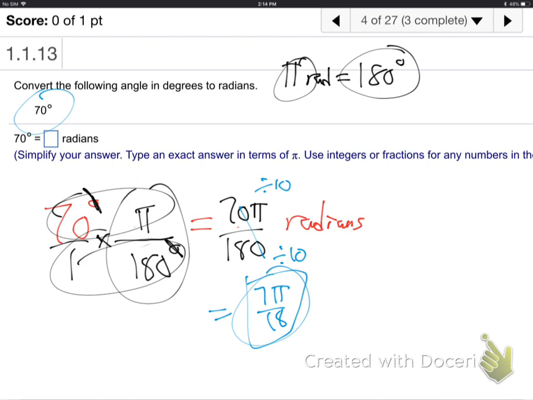Questions on that? So I use that pi over 180 as the easiest bridge. And I figure out which way to put it by what I'm trying to get rid of. Trying to get rid of degrees.